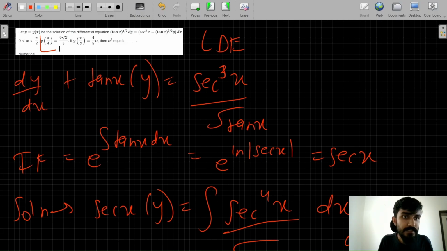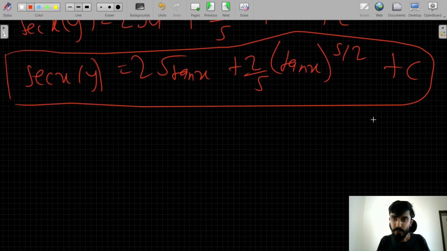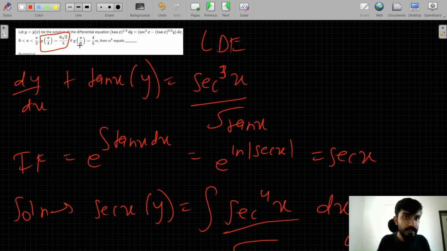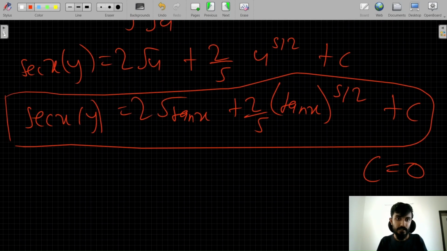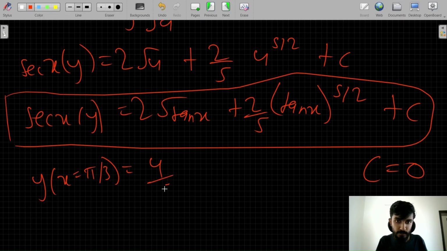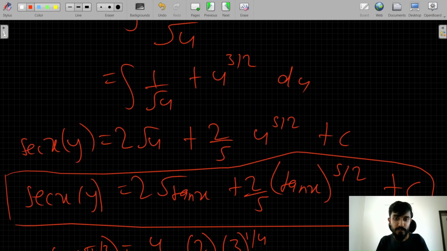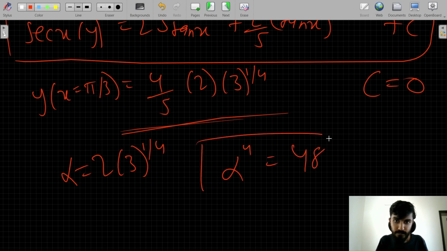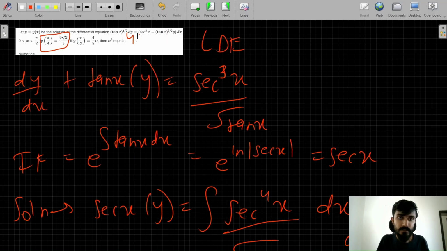Now all you have to do is just find the value of c. Given that we have this given here, it might look pretty ugly and solving it is even more ugly, but you have no option. On substitution, we get c equal to 0. Next, we want y at x equal to pi by 3. On substitution, x equals pi by 3, this is equal to 4 by 5 into 2 into 3 power 1 by 4. Therefore, the value of alpha is equal to 2 into 3 power 1 by 4. Alpha power 4 is 48. That is the solution, 48.